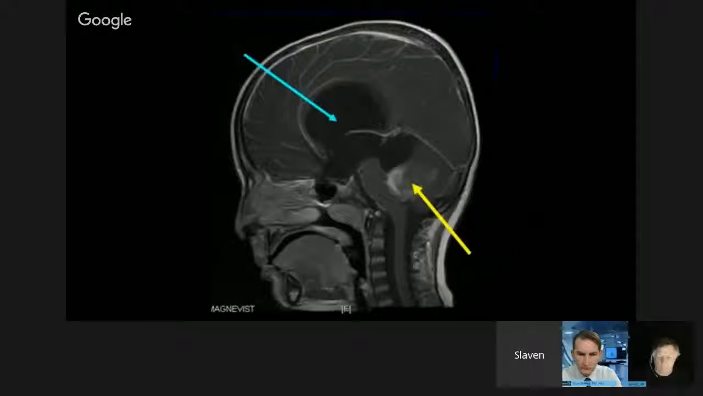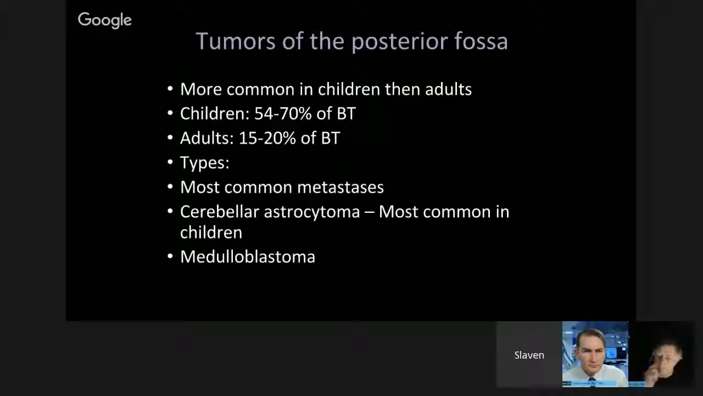This was intended as a short quiz part, but I will just go through it. These are some examples of the tumors that can be found here. This is most probably a medulloblastoma, but I also found some indications, and in the discussions we had in Zagreb, that this may be a meningioma of the fourth ventricle. As I said, the most common site of brain tumors in child age is the posterior fossa.